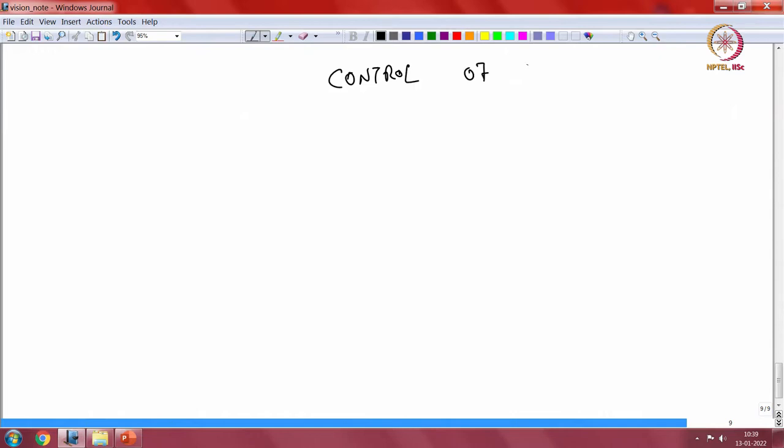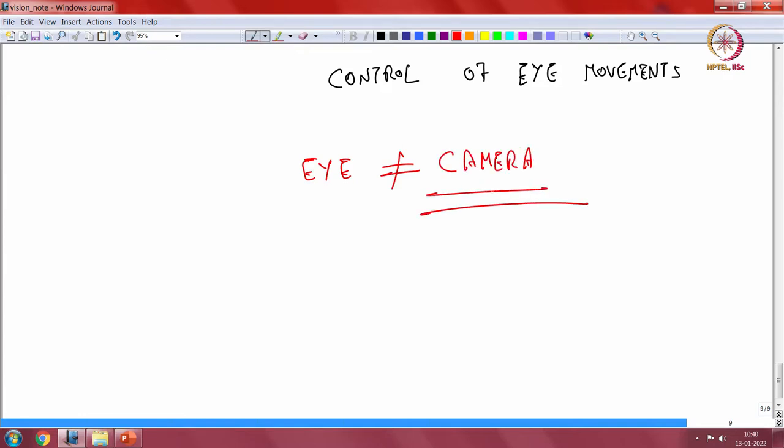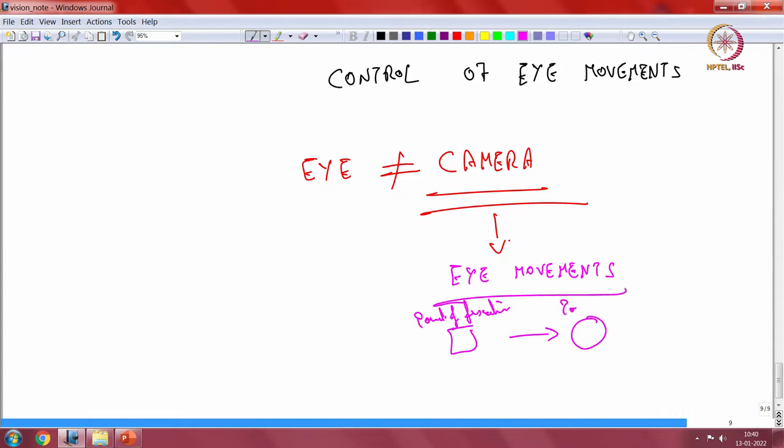So, an integral part of the system is the control of eye movements. Now, here again I will have to use the idea that the eye is not equal to a camera, and we will substantiate it by using eye movements as an example. So when we use the term eye movements, it would indicate that the purpose is to go from one point of fixation to the next point of fixation. That would be the logical way in which we think about eye movements.